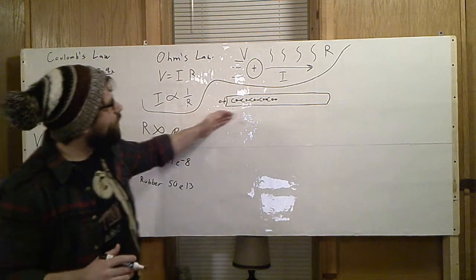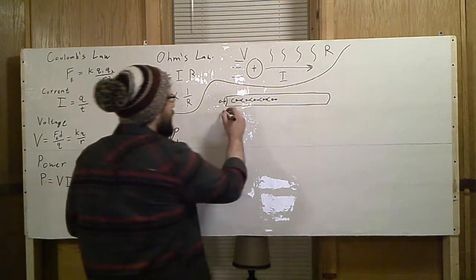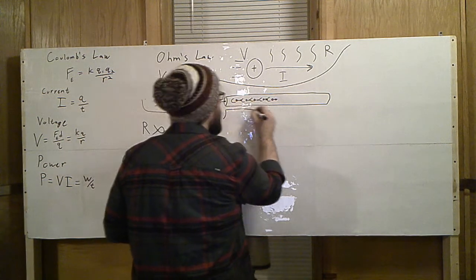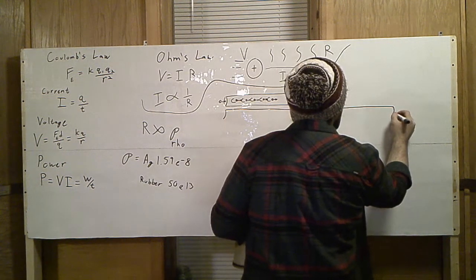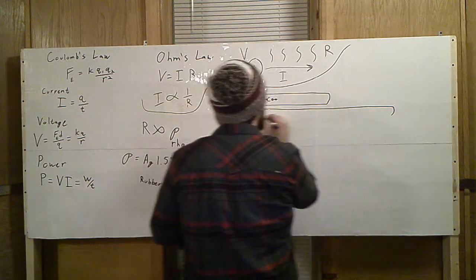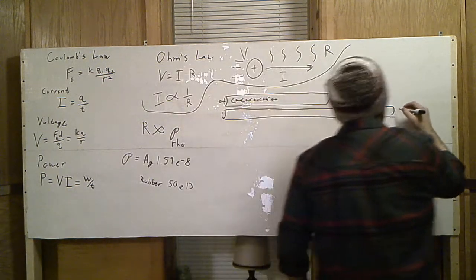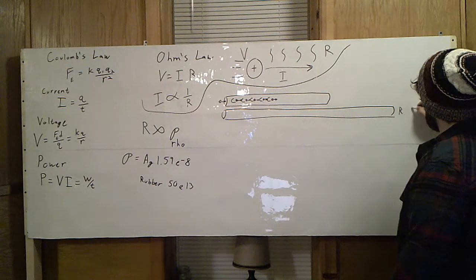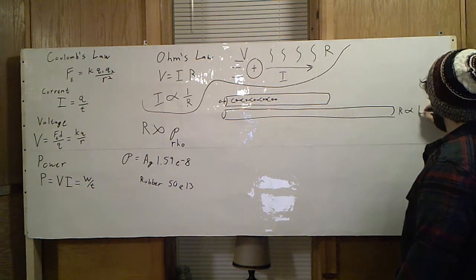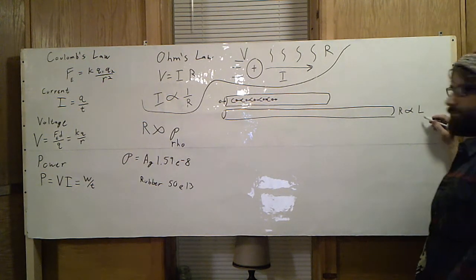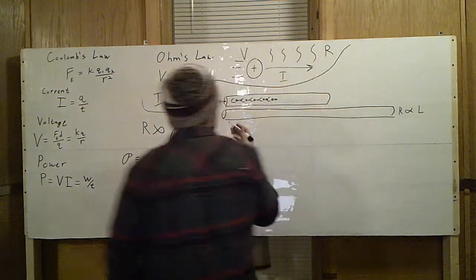It's going to be the same with the electric current. So if I've got a longer wire, my resistance is going to go up. So that means that resistance would be proportional to length. There we go.